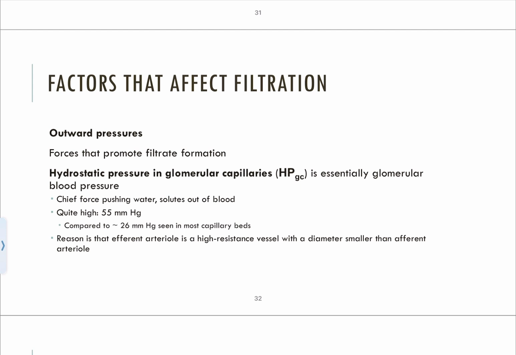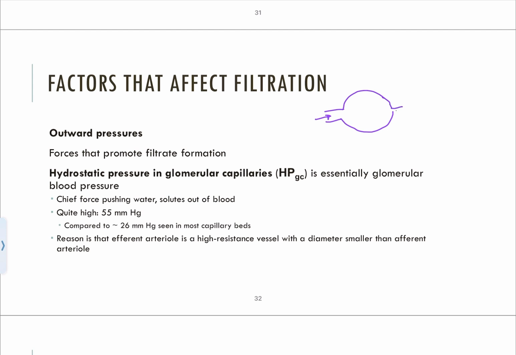The blood pressure in the glomerulus is really, really high. It's about 55 millimeters of mercury, compared to other capillary beds, which have a pressure of about 26 millimeters of mercury. And it's going to stay high across the entire capillary bed. And this is because our glomerular capillaries are drained by a high-resistance efferent arteriole, which has a smaller diameter than the arteriole that feeds into them.